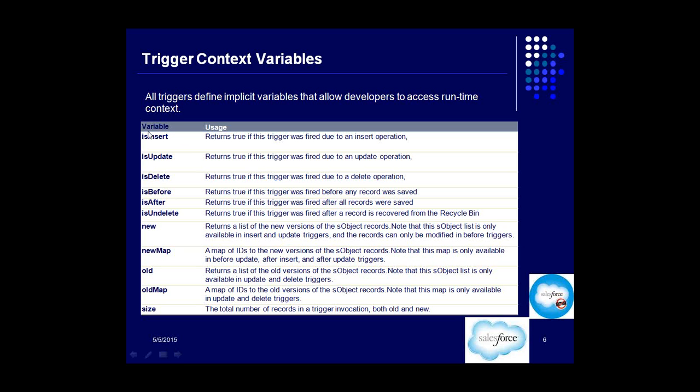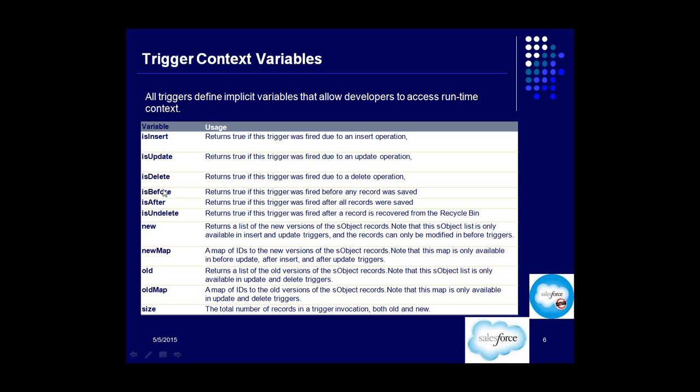One of these is isInsert, a method which returns true if the trigger was fired due to an insert operation. Same way I have isUpdate, which returns true if the trigger was fired due to an update operation. The return type is boolean, so it can return true or false. isDelete returns true if the trigger was fired due to a delete operation. Then isBefore, isAfter, isUndelete.